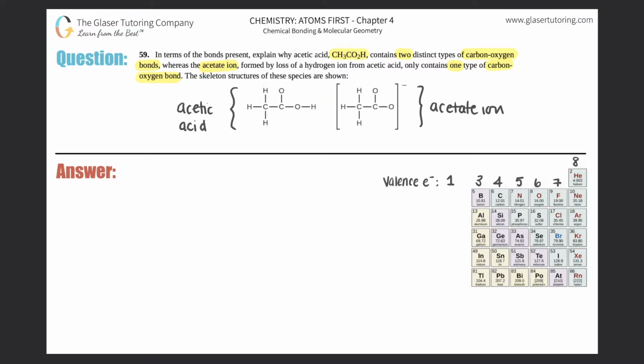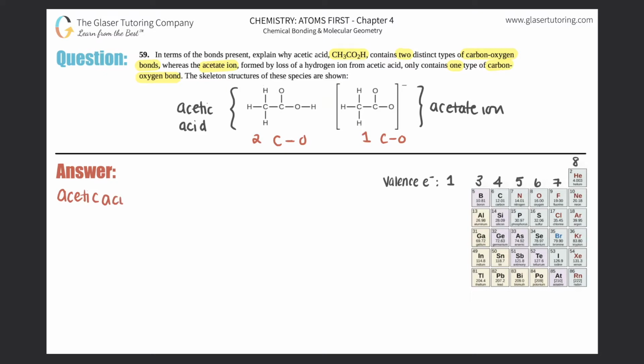Okay, so now they're saying that acetic acid has 2 distinct carbon to oxygen bonds, and the acetate ion has only one type of carbon to oxygen bond, and we just have to figure that out. Now they give us the skeleton structures, which means that they're not the real Lewis structures, but in order to truly figure out this question, we have to learn how to do the Lewis structures, right? And you have to write the actual Lewis structures for acetic acid and acetate. So let's start with acetic acid.